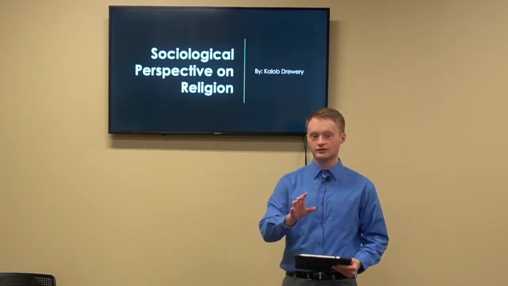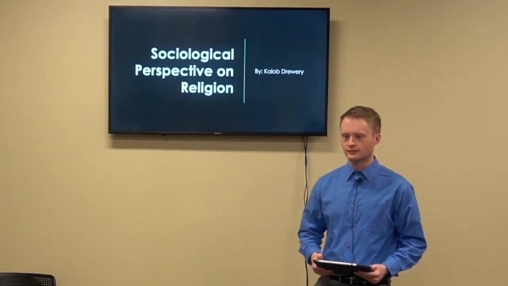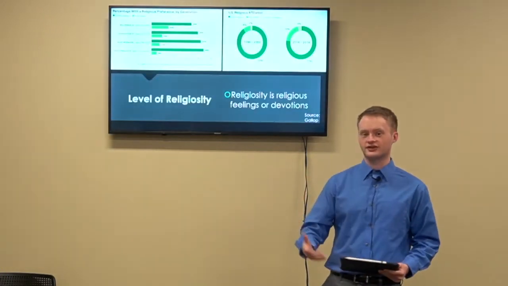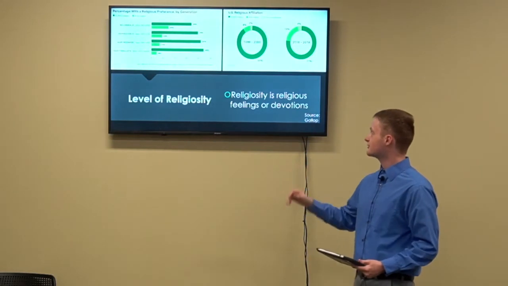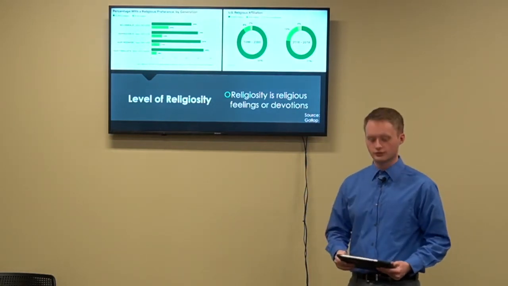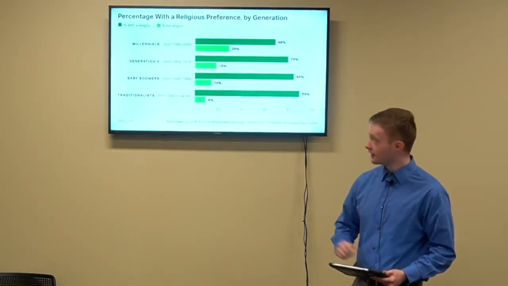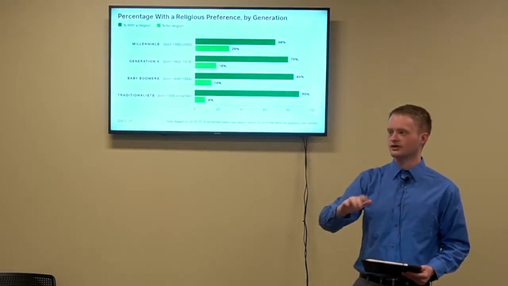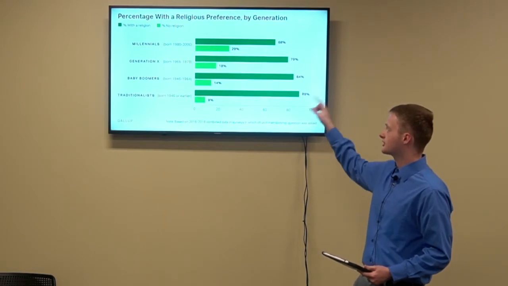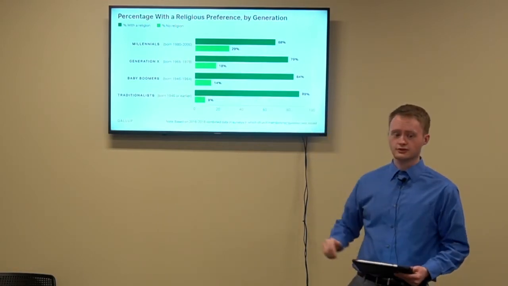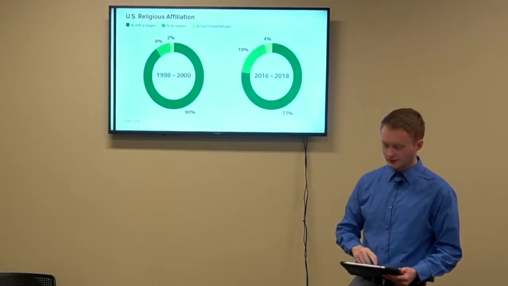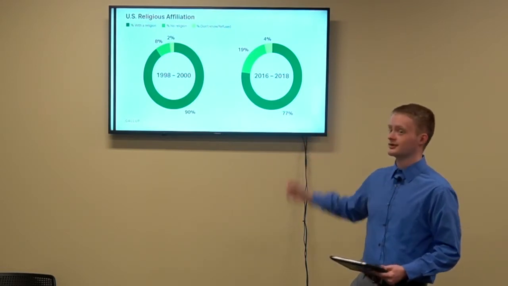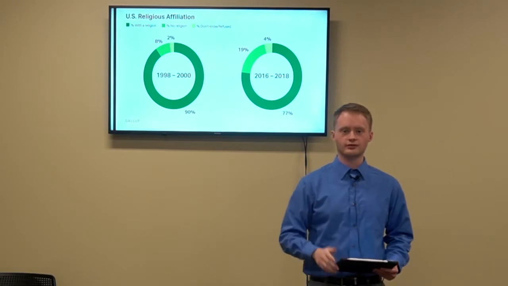Now, before I begin and deep dive into the presentation, I want to touch on something, which is religiosity. Religiosity is just religious feelings or devotions. And as you can see by this graph, the level of religiosity in the U.S. has decreased by about 20% through 4 generations. But around 77% of the U.S. population still belongs to a religion.